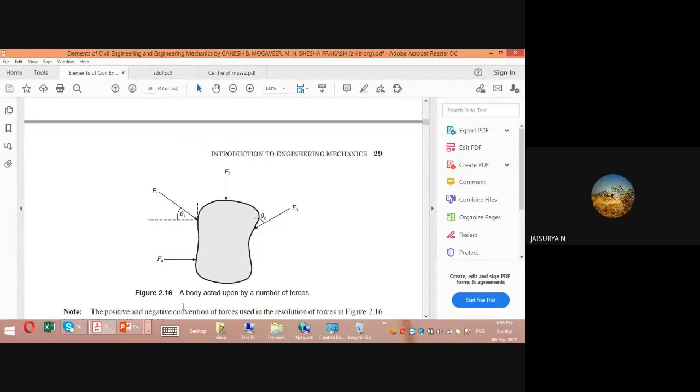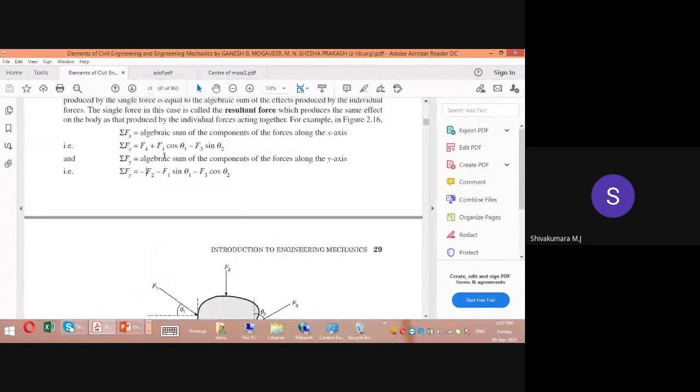Yes, Jaisurya. So what is the direction of F3 sin theta 2? It's towards the left, sir. Towards left. So what is the sign convention? It's negative. So it is minus F3 sin theta 2. And then you come for F4, it is truly horizontal, so it is F4. Okay. So now you come for the summation of Fx, you can have a look. F4 towards right, positive. F1 cos theta 1 towards right, positive. F3 sin theta 2 towards left, negative.